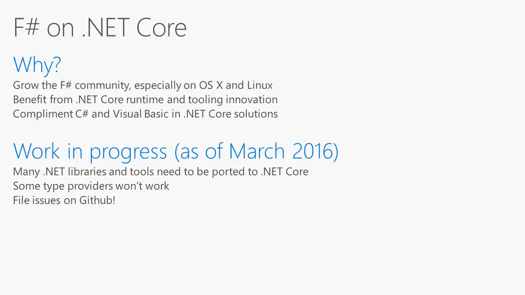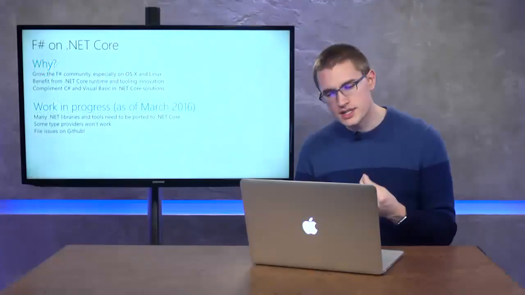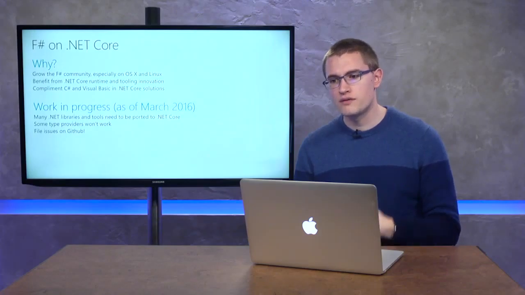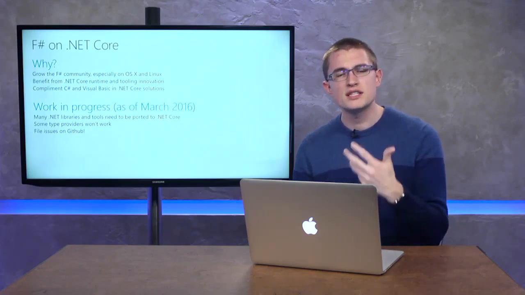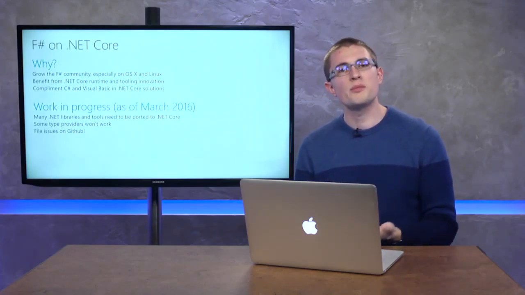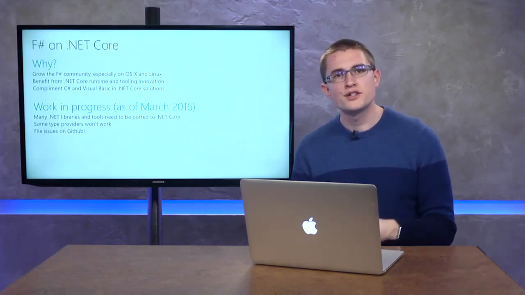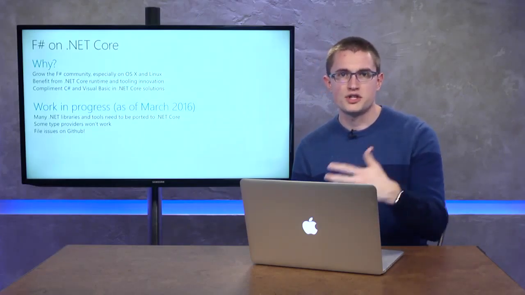Okay, so why are we making F# work on .NET Core? Well, there's a few reasons. The biggest one is that we want to give developers on OS X and Linux another way to use F# on those platforms in addition to Mono. This is to grow the F# community and get even more people to try it and use it, and it'll be great, I think. Second reason is that we expect a bunch of tooling and library and runtime and all kinds of innovation to happen because of .NET Core, because of bringing more people to the platform. And so we want F# to benefit from this wave of innovation that's coming.